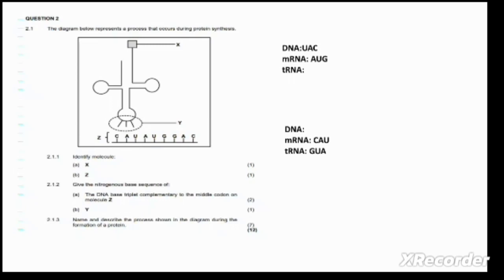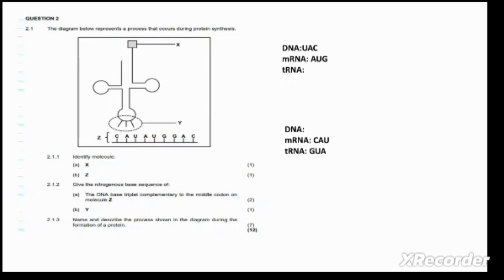So let's look at the middle. Which one is the middle codon of molecule Z? We have CAU, which is the first codon. We have AUG, which is in the middle. Now AUG, let's find the DNA. You're going to use the sequence: DNA, under DNA mRNA, under mRNA tRNA. Substitute mRNA AUG, we're moving to DNA. A pairs with T, U pairs with A, G pairs with C. So we are going to have TAC.